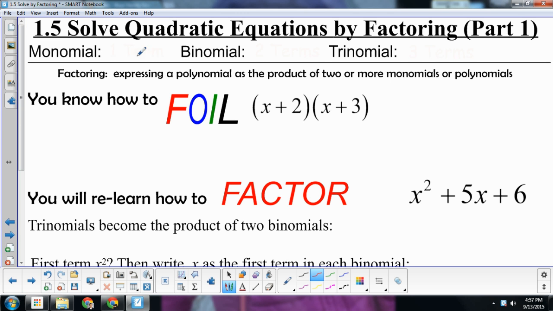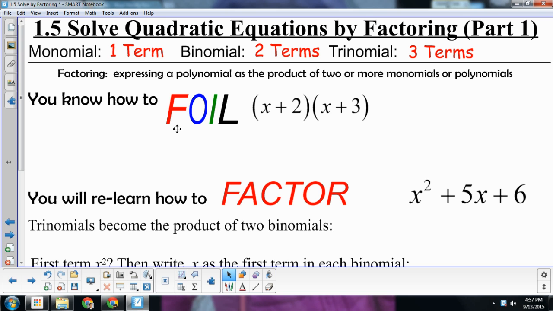Now, as we solve quadratic equations by factoring, there are a couple of words we need to remember first. Monomial means one term. The word binomial means two terms, and trinomial means three terms. So factoring in this sense means expressing a polynomial as the product of two or more monomials or polynomials.